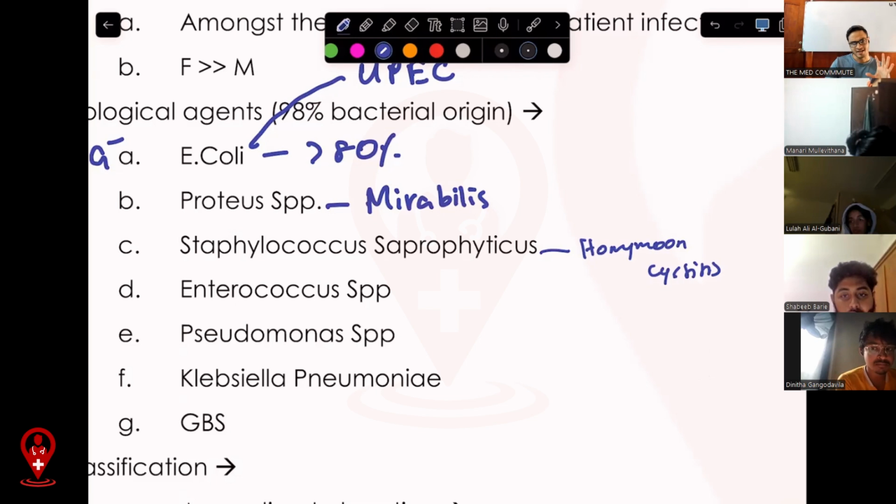Then we have Enterococcus species, right? Guys, if there is any issue regarding connection, just message one of the admins, anything. Okay. Enterococcus species is there, again gram positive. Then we have Pseudomonas.